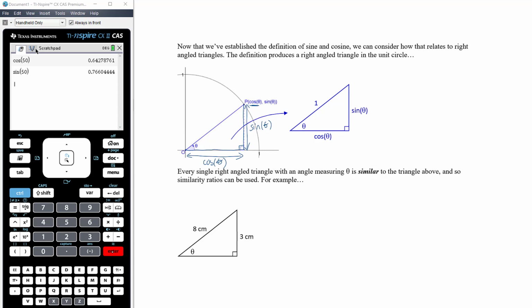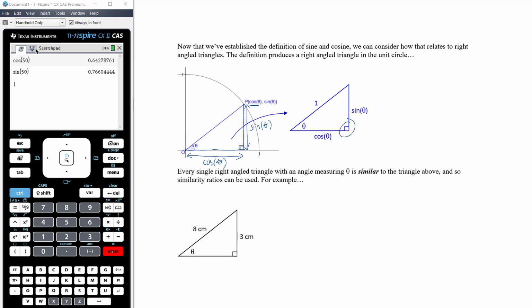Okay, and so what we now use when we use SOHCAHTOA is the whole idea of similar triangles. Every single right-angled triangle with an angle of theta is similar to the triangle above. Okay, so similar triangles have the same angles.